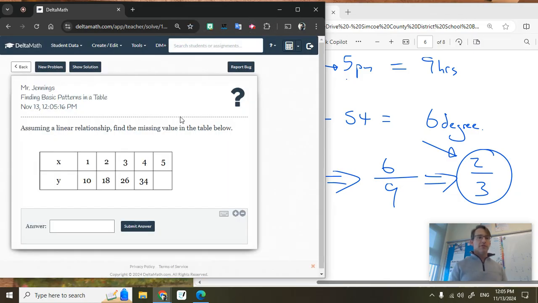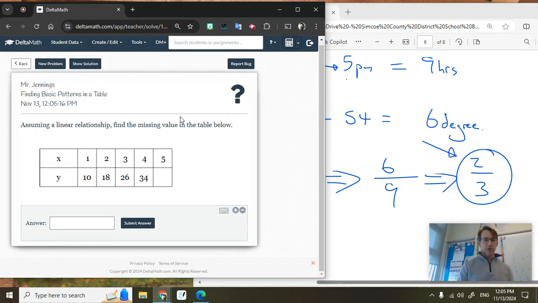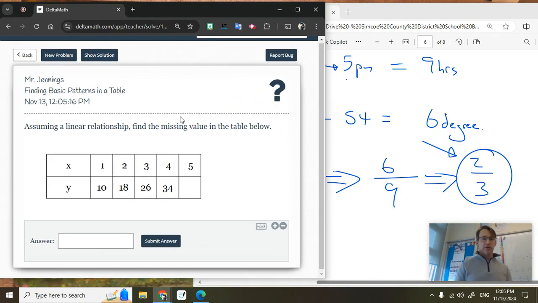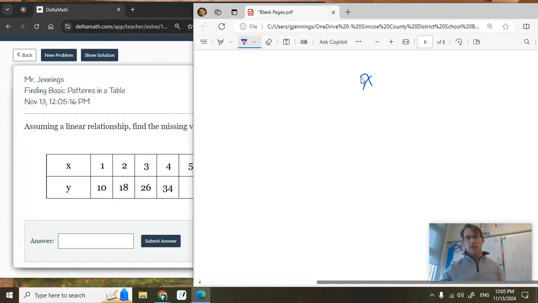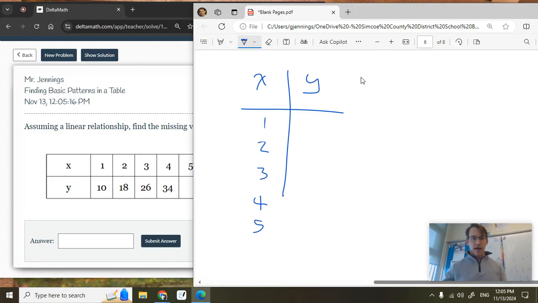So if we're looking at finding basic patterns in a table, okay, so these ones, we're given a table, and it represents a linear relationship, and we're asked to find the missing value. So the way we would approach these ones is get your paper out. I prefer working with x over here and y over here, so I would organize it this way. 1, 2, 3, 4, 5. And then we have 10, 18, 26, 34, one of my favorite numbers.